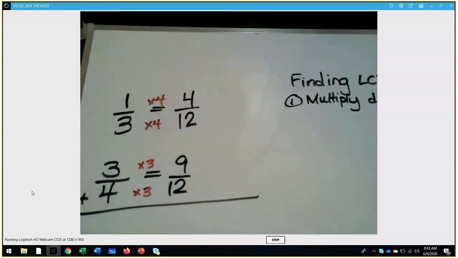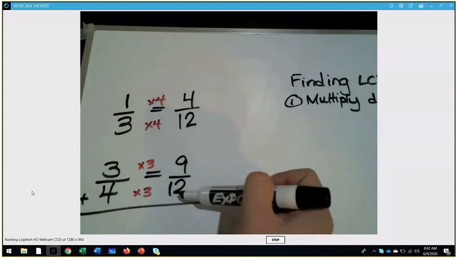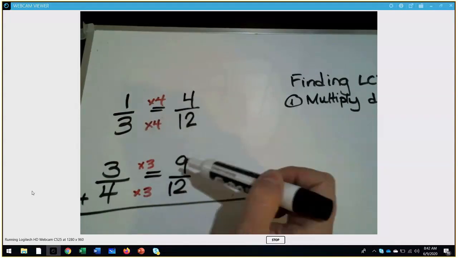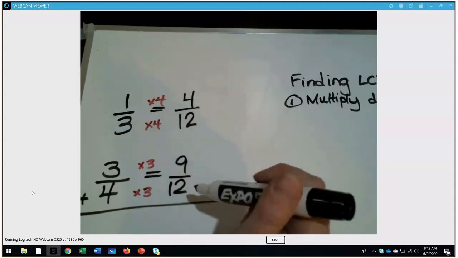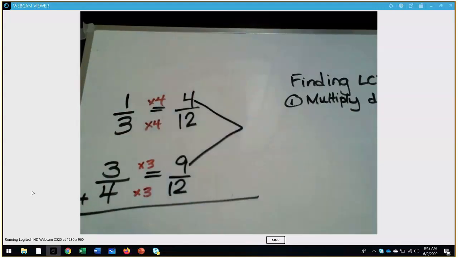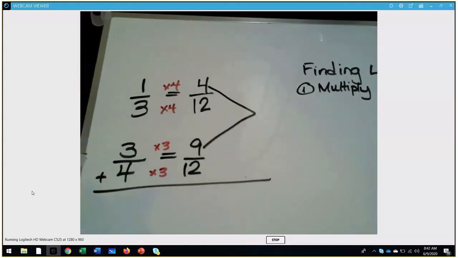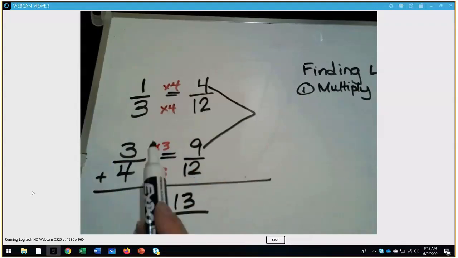Okay, so there we go. So now I've got common denominators. I've changed my numerators to match, so now my fractions are equivalent. Now the next step is to add the numerators. So I'm going to add up the 4 and a 9 and keep the denominator.